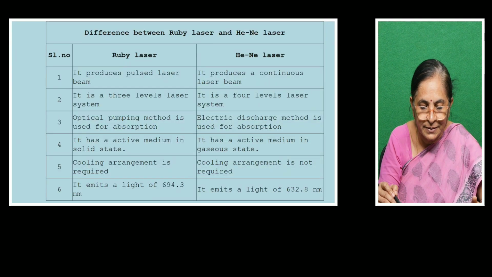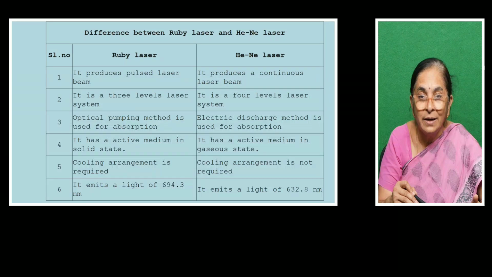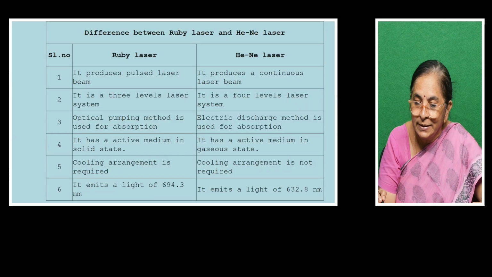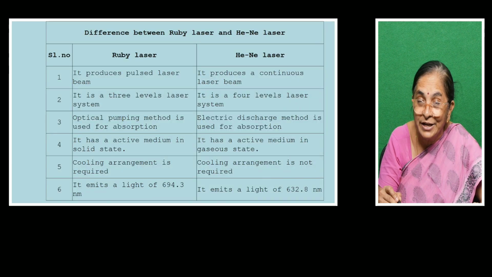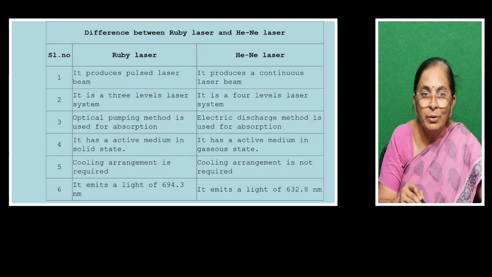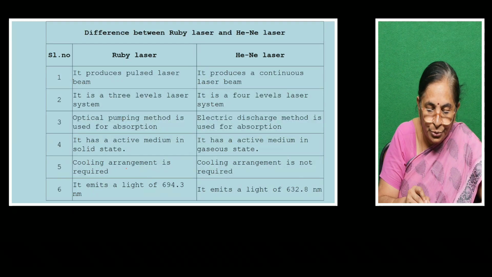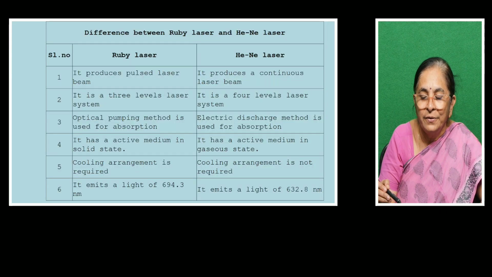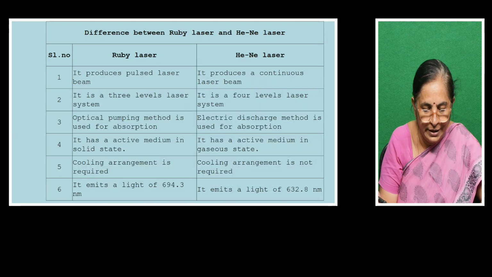The fourth difference is the active medium. In the ruby laser, the active medium containing the chromium impurity atoms is in the solid state, whereas the helium neon laser is a gaseous state laser. You have helium gas and neon gas in the ratio of 10:1. And whenever you use a xenon lamp for optical pumping, a lot of heat energy is generated, so you have to cool it. So in the ruby laser you need a cooling arrangement, whereas in the helium neon laser there is no need of any cooling arrangement.